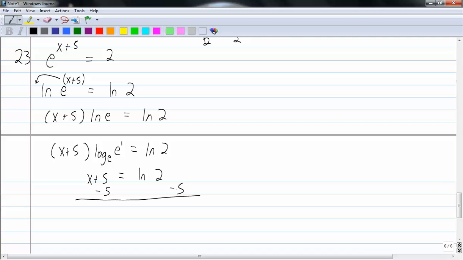Now be careful here, because the untrained mathematician might want to say, okay, this is the natural log of 2 minus 5, so that's negative 3. No. This is the natural log of 2 minus 5. This is its own term. Okay? So that is A. Number 23 is A.